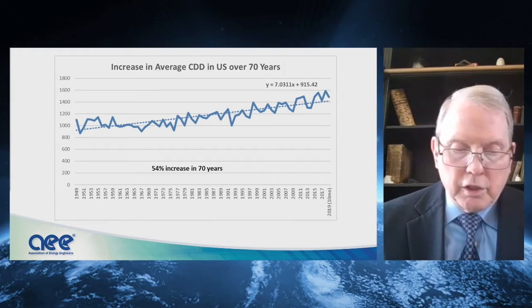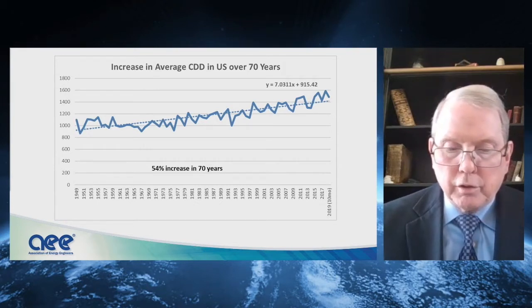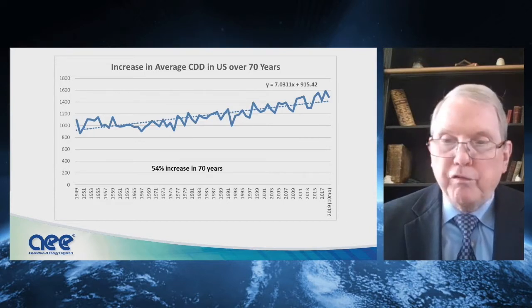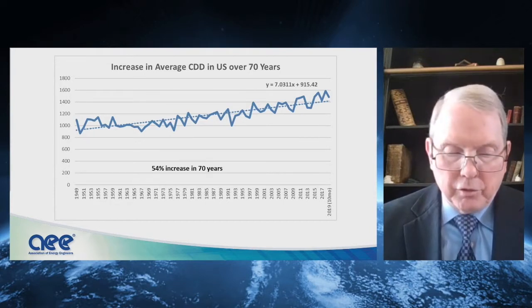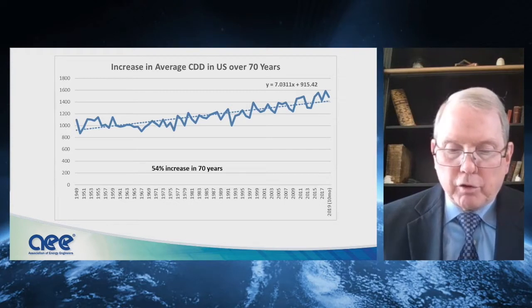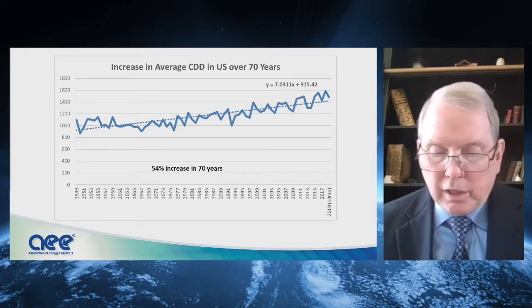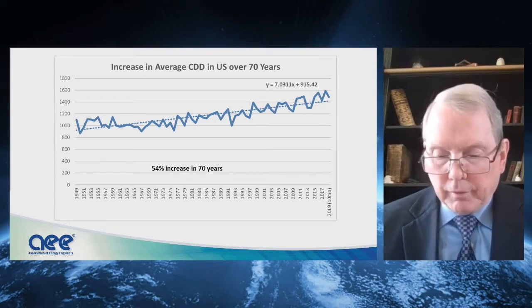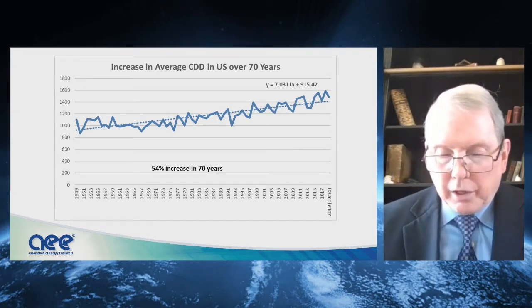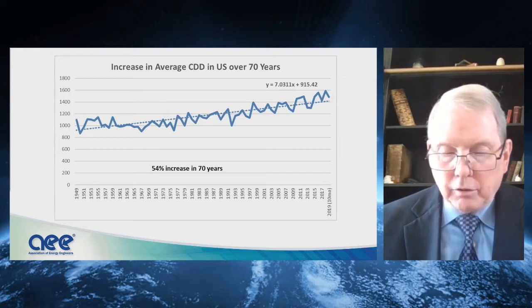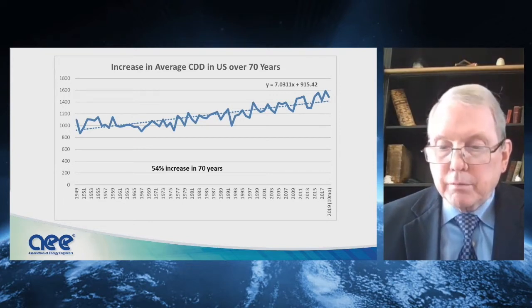On the chart, you'll see that there has been an increase in our average U.S. cooling degree days of roughly 500 degree days, or 54% over the last 70 years. That's based on information from the Energy Information Agency's database. That probably translates into something our mechanical, our electrical, as well as our energy engineers understand every day. This is a major increase.